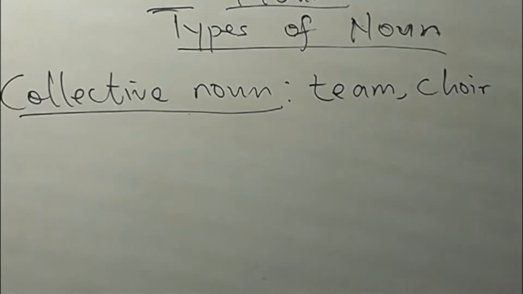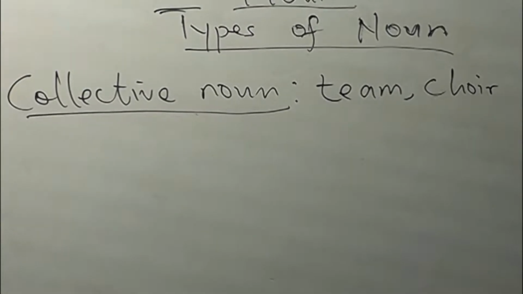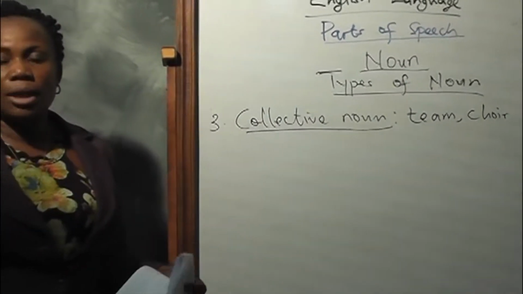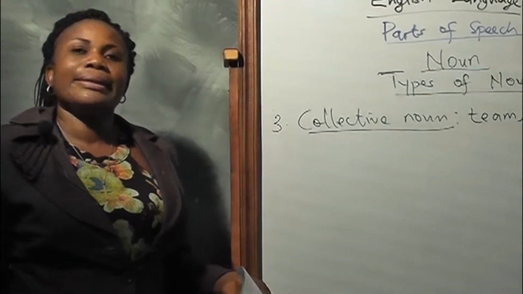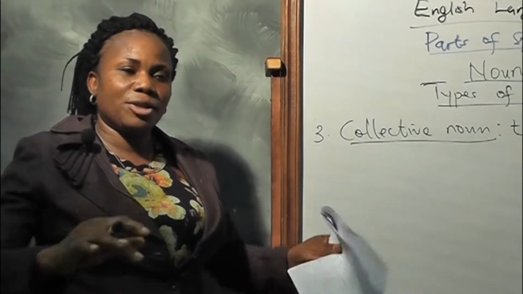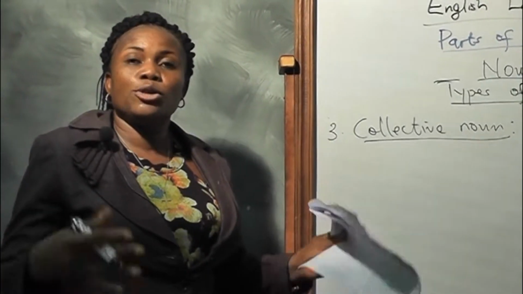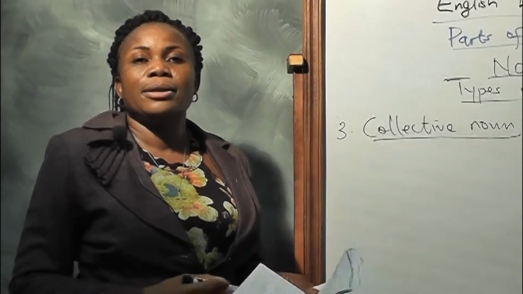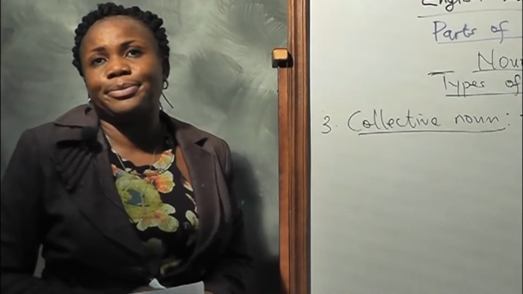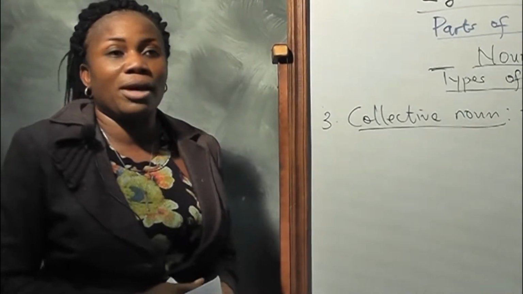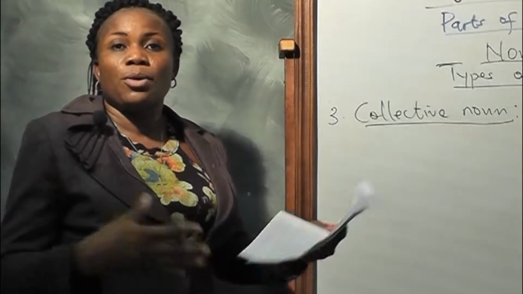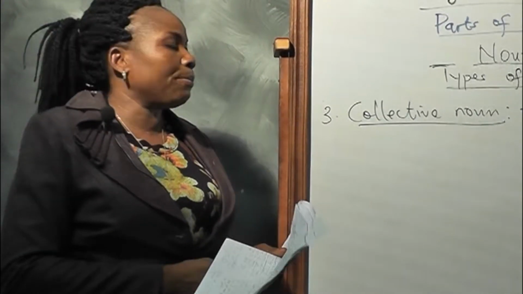We have congregation. We use that to mean people in the church. The congregation is very, very cooperative today. The congregation are people gathered in the church to worship or to listen to a particular program. Then we can have audience. Where do we have audience? We have that in the theater. We have that in probably public places where we do a program.